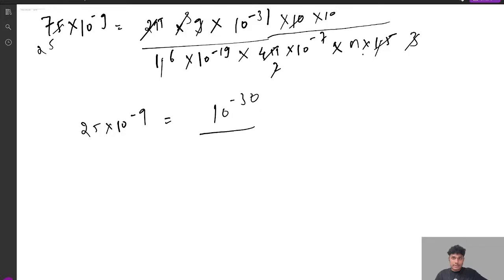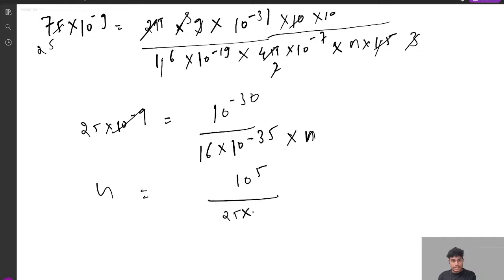Is there anything left in the denominator? No. 16 into 10 raised to power minus 7 and 19. What is 7 and 19? If I add 7 and 19 and 9, that is 28, 28, 7, 35. I think it's correct. Mostly correct. Okay, into n. From here n is equal to 10 raised to power 5 upon 25 into 16.